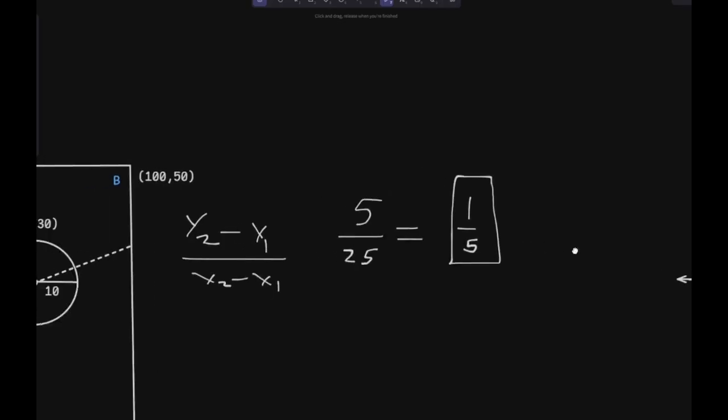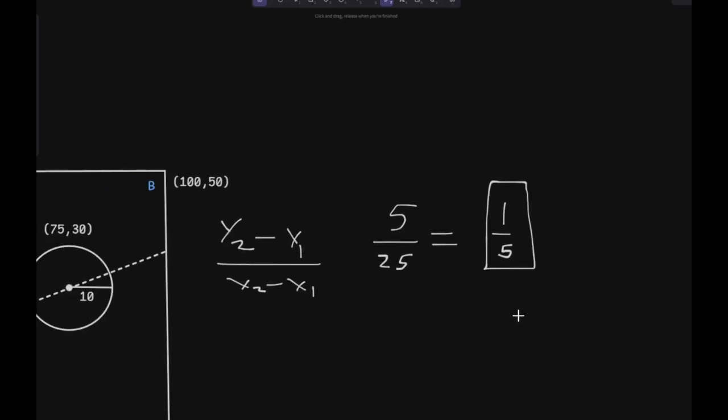And that's exactly what we got last time. So that's the solution. There was a little bit less math involved, but it required you to know a little bit of geometry. I hope you found this video helpful.